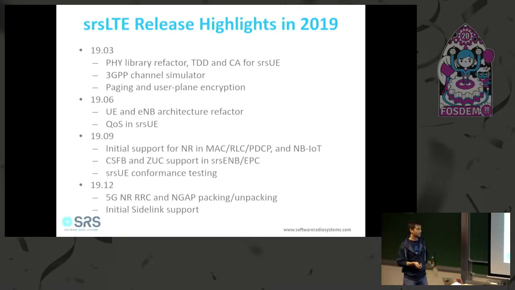And in 1912, so just in December, for the protocol layers for 5G, we added support for RRC message packing and unpacking, and also for interacting with the 5G core, we started to add NGAP packing. As well as some side link support. I will be talking about this later on.